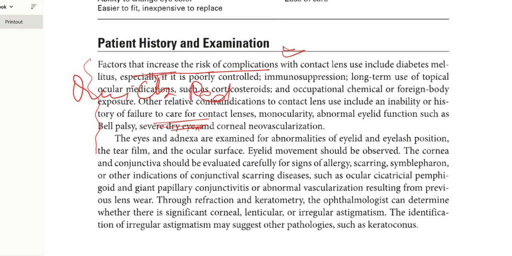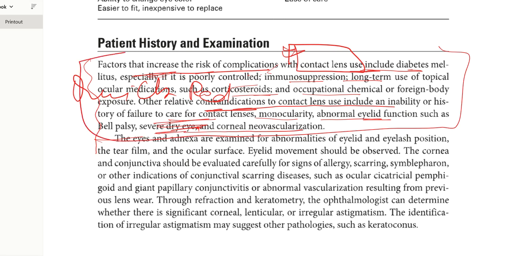It can be asked in which condition a contact lens is contraindicated. So remember the risk factors like diabetes, immunosuppression, long-term use of topical steroid, ocular medication, corticosteroid, chemotherapy, foreign body. Other relative contraindications to contact lenses include inability, failure of the contact lenses, monocularity, abnormal eyelid function such as Bell's palsy, severe dry eye, or corneal neovascularization. Okay, so contraindication will be asked. This question has been repeated 2 or 3 times. Okay, this is very important.